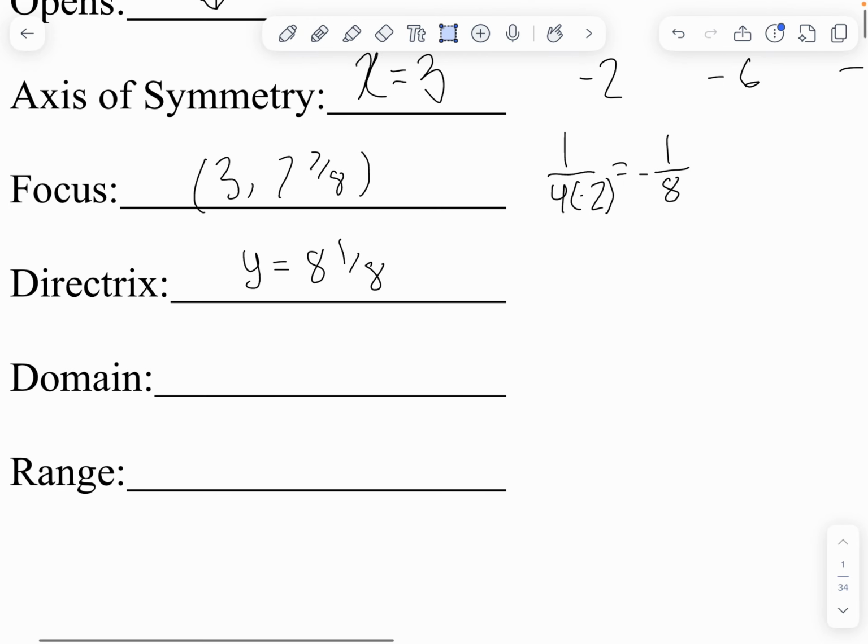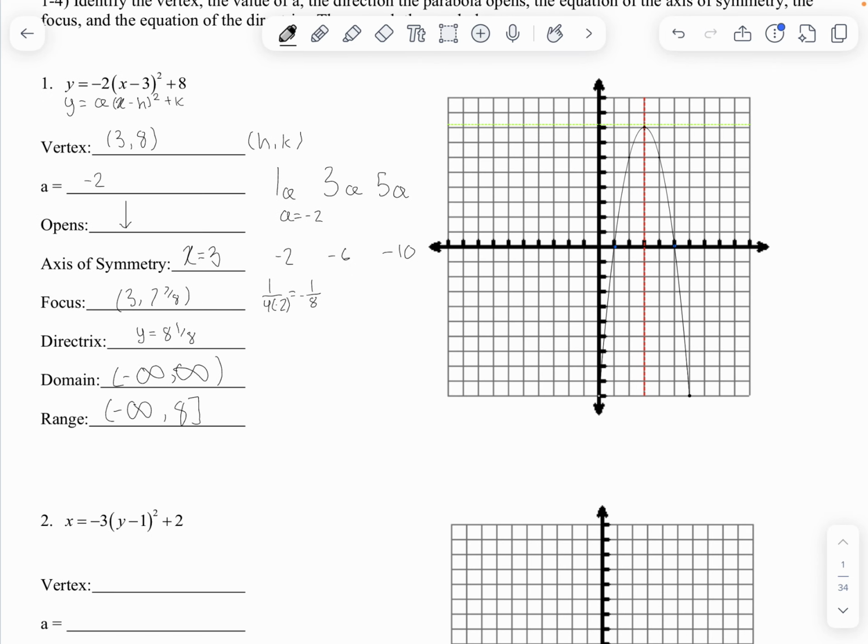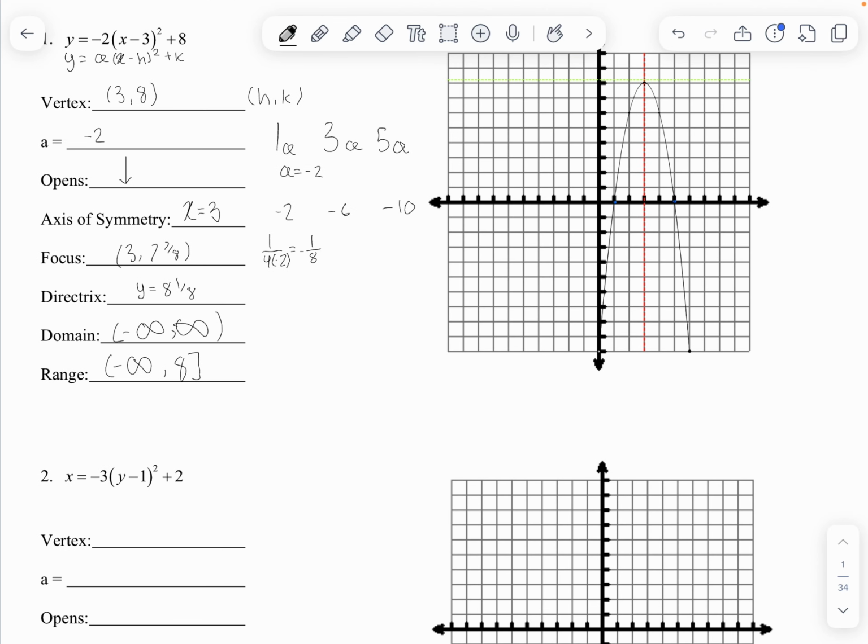And the domain is simple, so the domain is negative infinity to infinity, and the range is going to be negative infinity to the vertex, so that's 8 and a bracket, because the value of 8 is included. Okay, so now that we have that clear, we can start graphing the second question.